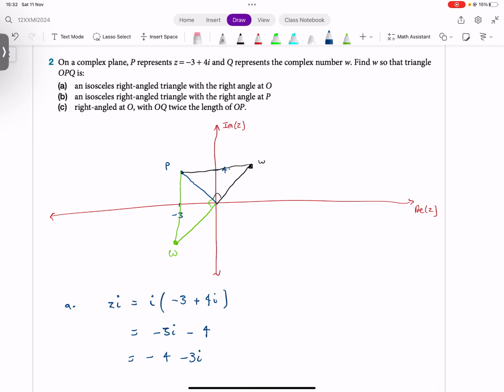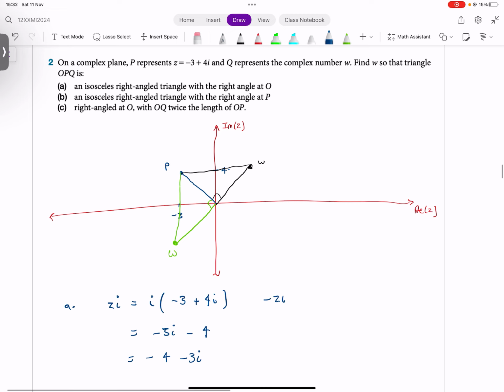Or we could have multiplied it by minus i. To go to the w in the first quadrant, we're rotating it by 90 degrees in the opposite direction, which we've already stated was the same as multiplying it by minus i. So minus iz is going to be minus i times minus 3 plus 4i, which is 3i plus 4. So 4 plus 3i.